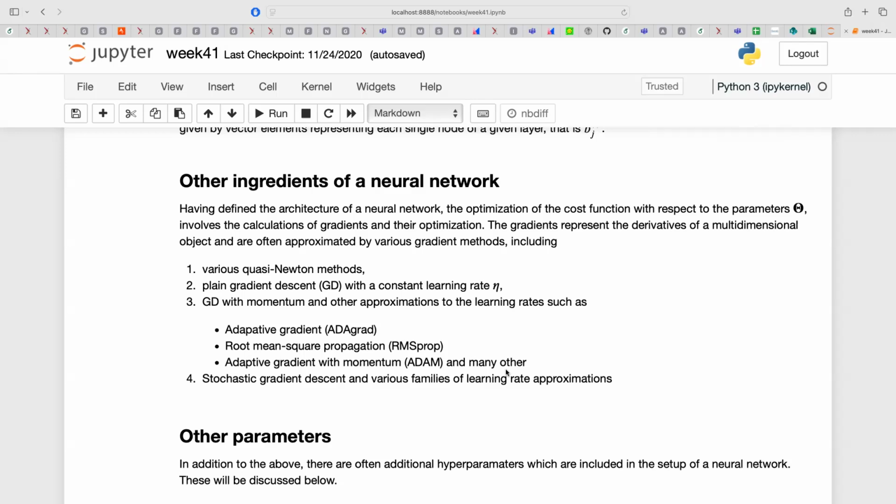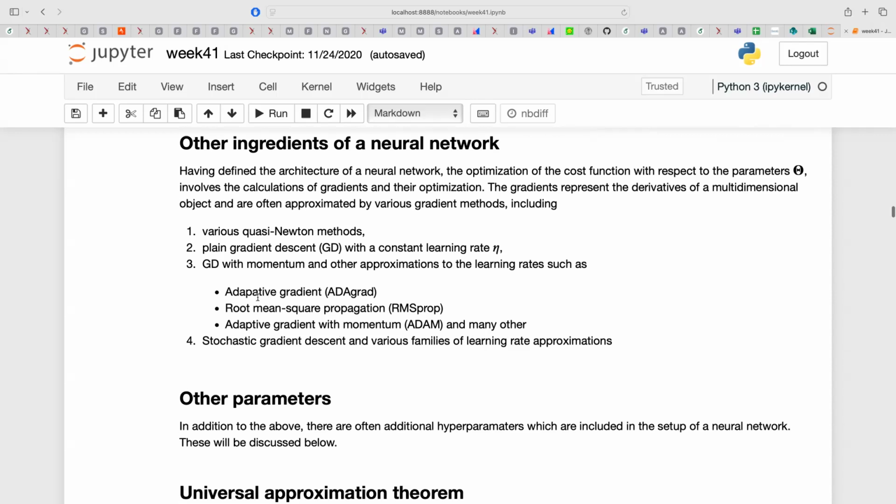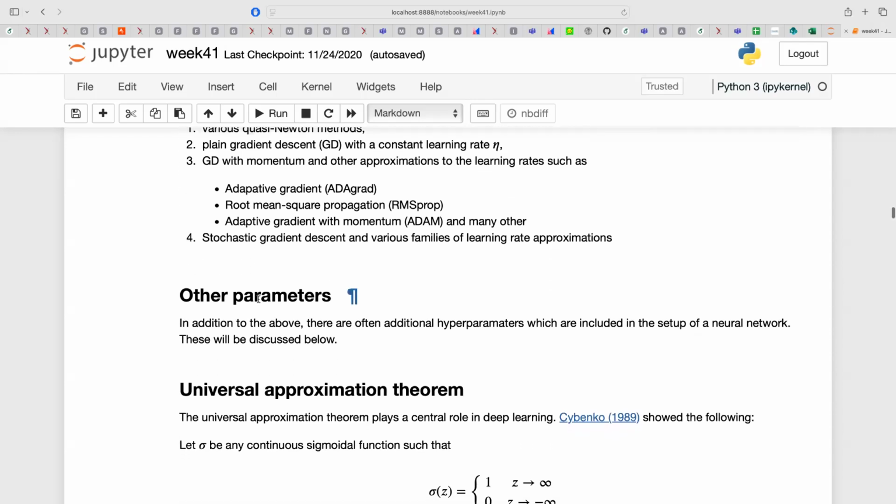Now, as we discussed last week, it's common to do a stochastic gradient descent. Stochastic simply because you often don't want to be stuck in a local minimum, and you also want to compute the gradients more efficiently. So stochastic gradient descent and these various families of learning rate approximations is something we have to implement in project number 2. Here, you can take the codes which we have. In that case, you would try adaptive gradient descent, there's actually a typo here, Adapt has an A too much, root mean square propagation, and then ADAM, adaptive gradient with momentum, and many others.